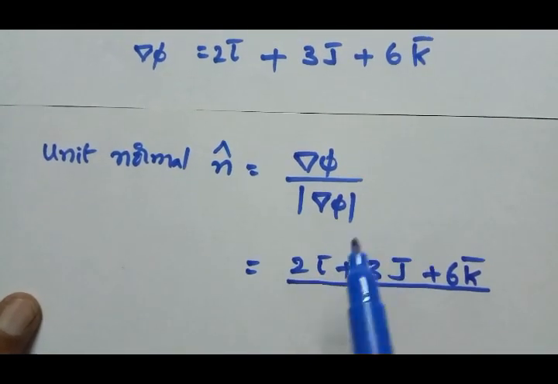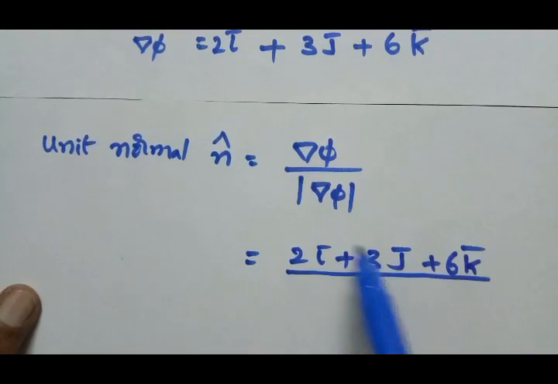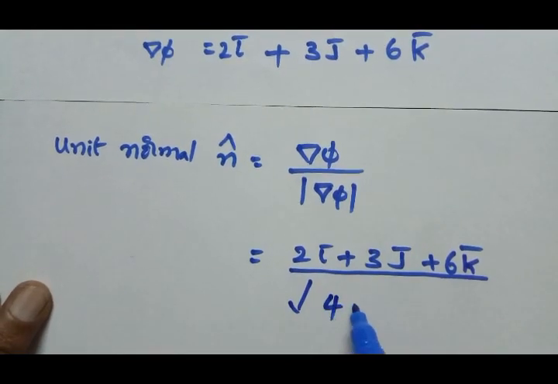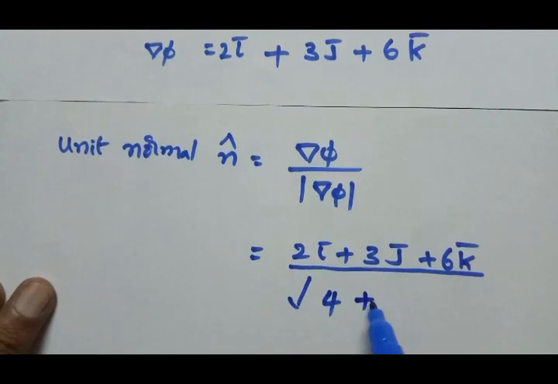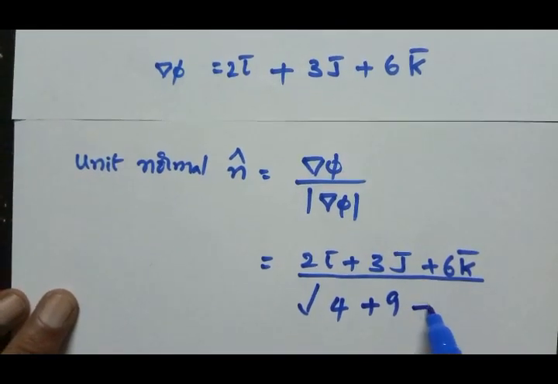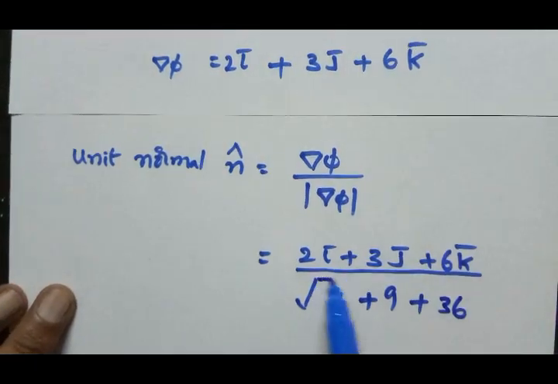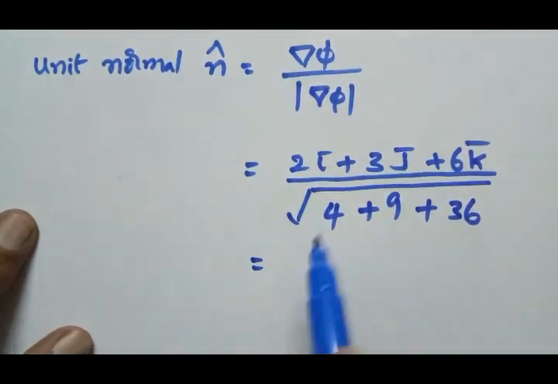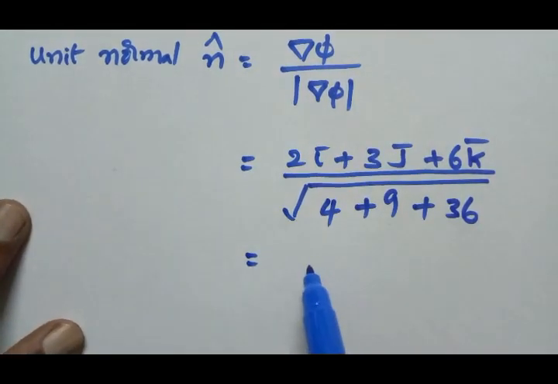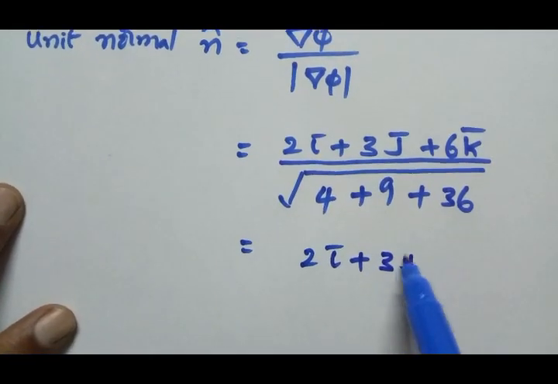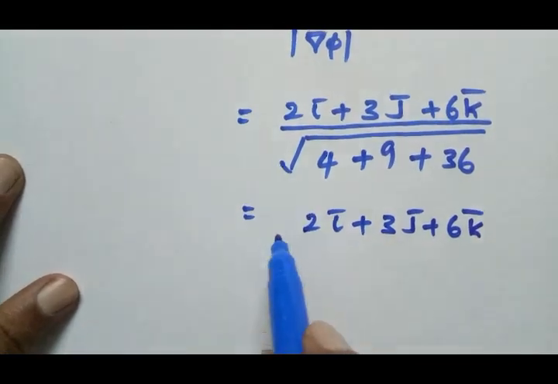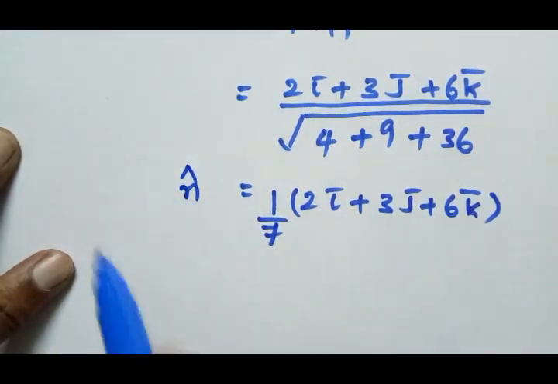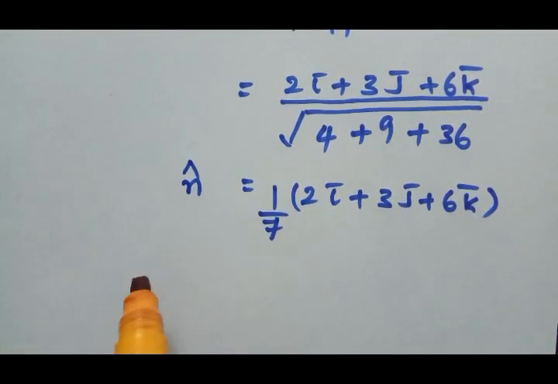Modulus of 2i plus 3j plus 6k bar is the square root of the component of i bar whole square, 2 square, 4; component of j bar whole square, 3 square, 9; component of k bar whole square, 6 square, 36. Therefore this is equal to 36 plus 4, 40, plus 9, 49. Square root of 49 is 7. So 2i bar plus 3j bar plus 6k bar by 7. This is the unit normal n cap.